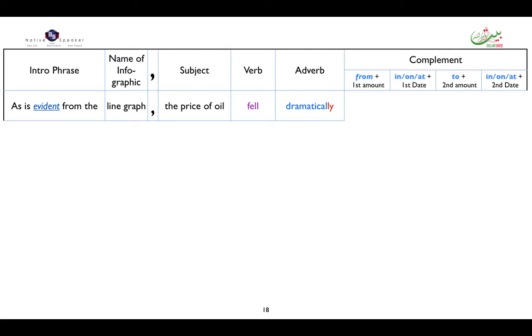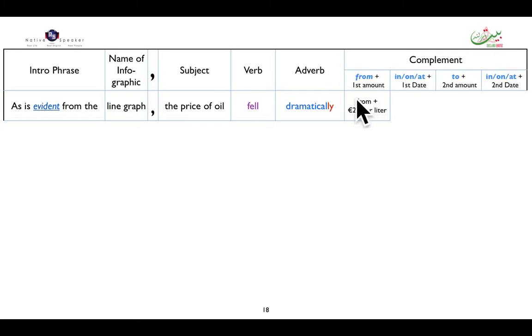And we'll need an adverb to tell us how much it fell. So dramatically, that means that, wow, that was a big drop. So that's another word for a lot. So as is evident from the line graph, comma, the price of oil fell dramatically. So as you can see, very easy to build that sentence there, but you use the verb and adverb. It fell dramatically.